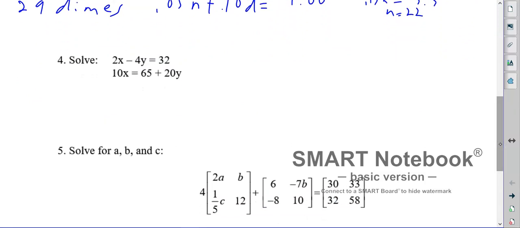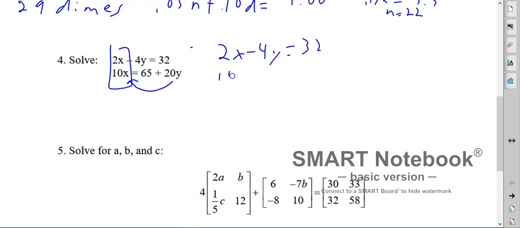All right, number 4, notice not in order. My x's are lined up, but my y's and numbers are not. So in this one, I need to move this over here and this over here. Oh, sorry, no, wait. That one is right. Never mind. That one's okay. So 2x minus 4y equals 32. It's this one that I need to move the y over. So 10x minus 20y equals 65.